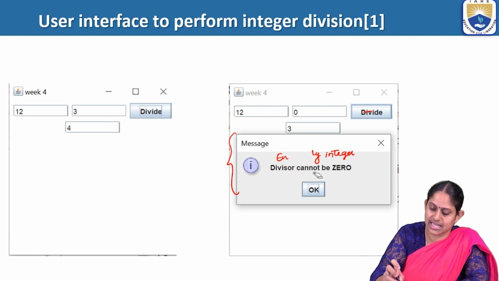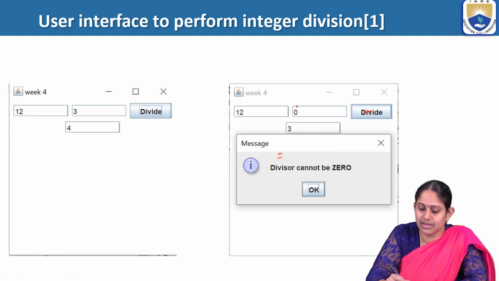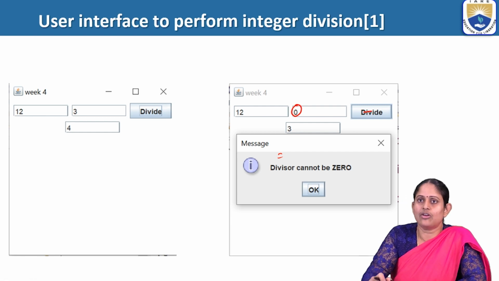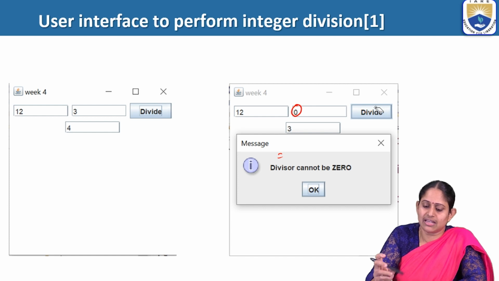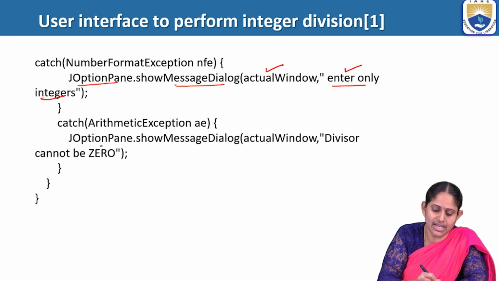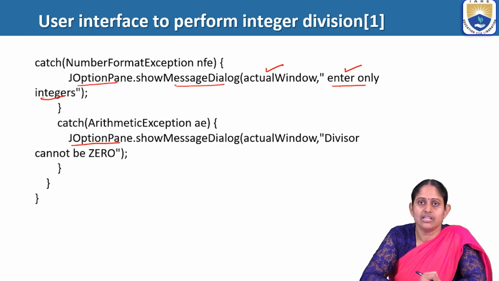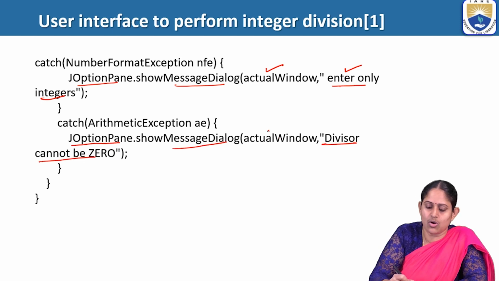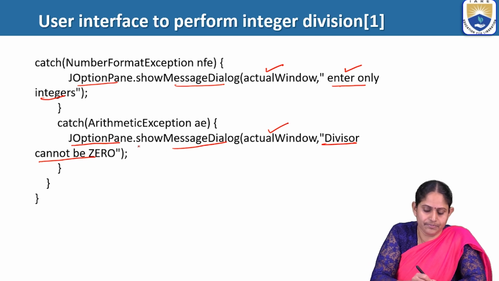Now in case we give the value 0, since the divisor is 0, there cannot be any division operation. It is an arithmetic exception which is generated when we divide by 0. So if we give the divisor as 0 and click divide, then this dialog box will be opened. For displaying this dialog box, we are again making use of the JOptionPane and showMessageDialog to display the message divisor cannot be 0 onto the frame.